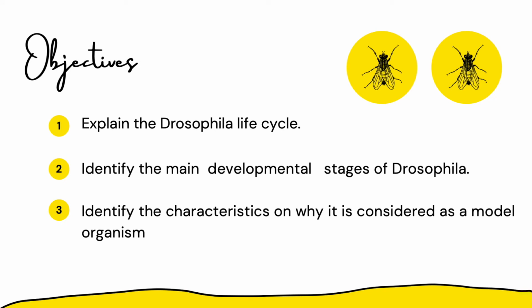For this exercise, three main objectives were aimed to be achieved. Number 1 is to explain the Drosophila life cycle. Number 2 is to identify the main developmental stages of Drosophila. Number 3 is to identify the characteristics on why it is considered as a model organism.